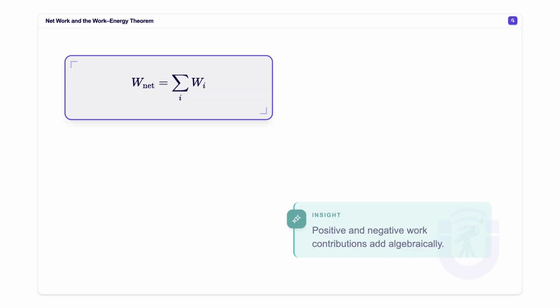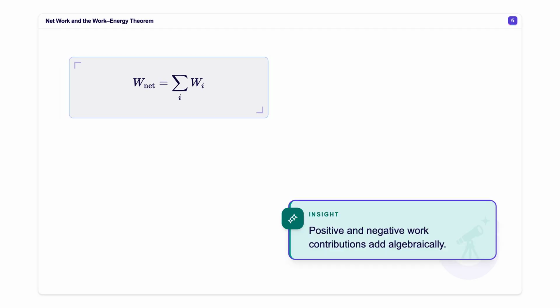Now we combine all the individual work contributions into one result. Instead of asking what one force does, we ask what all the forces together do to the object's motion. Net work means the total work done by all forces. So, net work equals the sum of each individual work contribution, including positive, negative, and zero work. Because work is a scalar, these contributions add algebraically. That means positive work increases the total, negative work subtracts from it, and zero work does not change it.